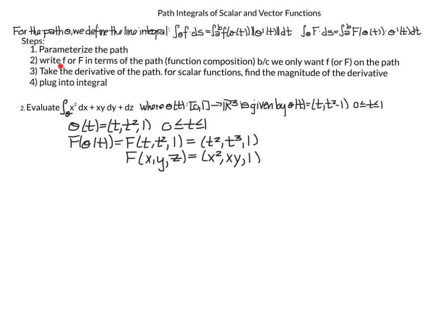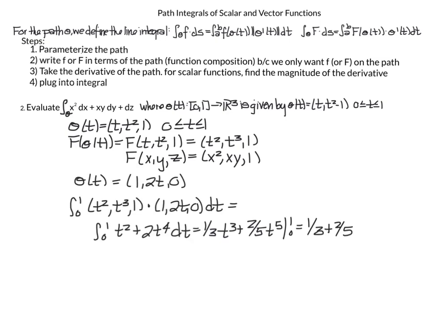My second step is to write f in terms of my path, do the function composition. So f of sigma of t, so I plug in t for x, t squared for y, and 1 for z. And I'm looking at my f. And when I look at this f, I actually like to rewrite this as x squared, xy, and 1. I just have an easier time looking at it this way. So my first term is going to be x squared, which is t squared, and then x times y, so I get a t cubed, and then 1 at the end.